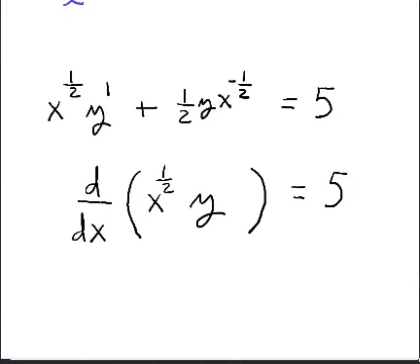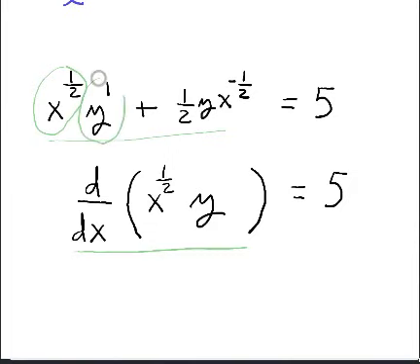If I differentiate this thing, let's make sure we get this. We get the first function, x to the 1/2, times the derivative of y, plus the derivative of x to the 1/2, which is 1/2 x to the minus 1/2, times y. That's split up, but that's fine.